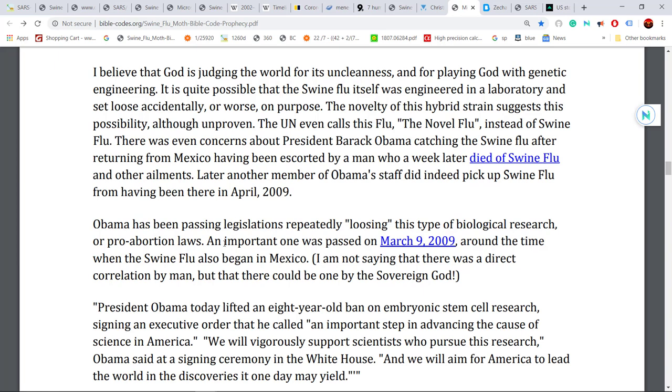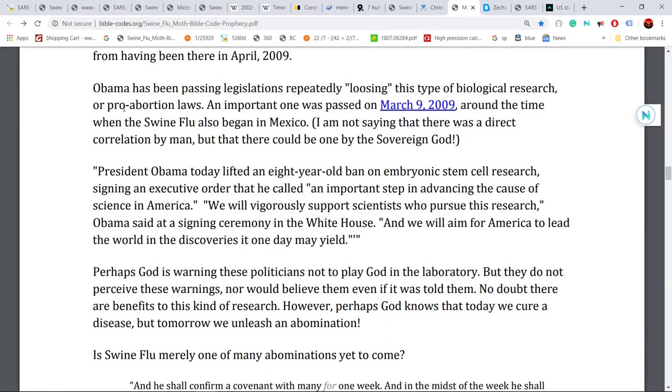See, as I started reading this stuff, I haven't read this in 15 years. Obama has been passing legislation repeatedly loosening this type of biological research, or pro-abortion laws. An important one was passed on March 9, 2009, around the time when the swine flu also began in Mexico. I'm not saying that there was a direct correlation by man, but there could be one by the sovereign God.